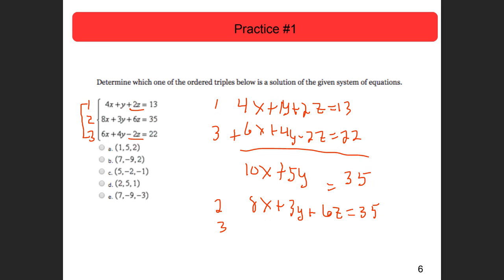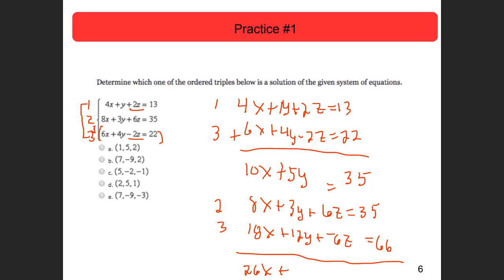So what I'm going to do is multiply this equation, every single term, by 3 before I add. So 3 times 6x gives me 18x, plus 3 times 4y gives me 12y, plus 3 times negative 2z gives me negative 6z, is equal to, what is that, 66? I have to multiply the 3 all the way across also. Now if I add straight down, the z's are going to cross off. So I'm left with 26x plus 15y is equal to 101.